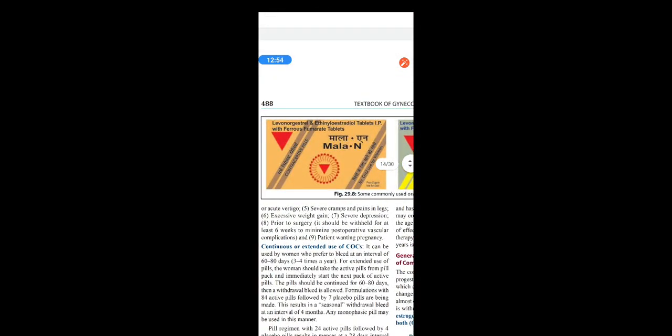So this is a diagram showing the Mala-N. Iron is a government supply. It contains levonorgestrel and ethinyl estradiol tablets with ferrous fumarate iron. This is a Mala-D.